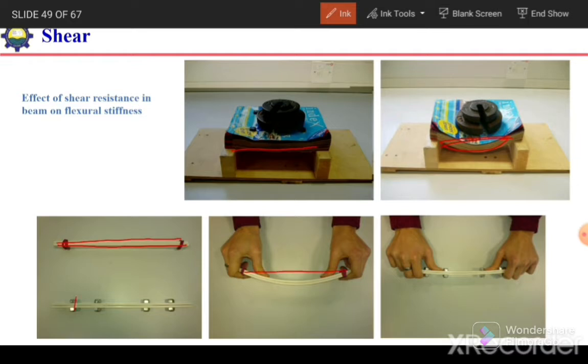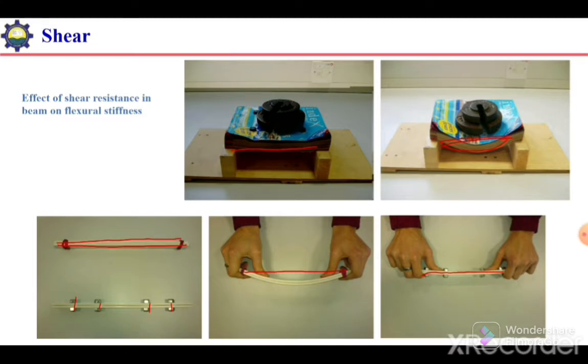But if we join these two plates with the help of bolts and we restrict their movement relative to each other, in that case if we try to bend, it will not be possible to bend it, or there will be very small bending. This is because by providing the shear resistance between the two surfaces, the stiffness of the section, or the stiffness of the beam, will significantly improve.